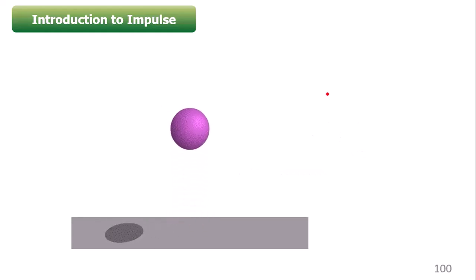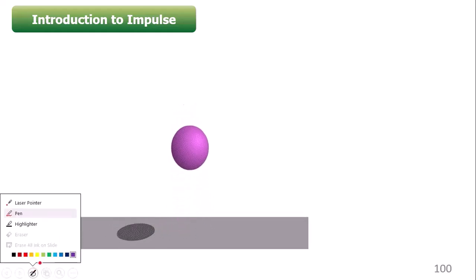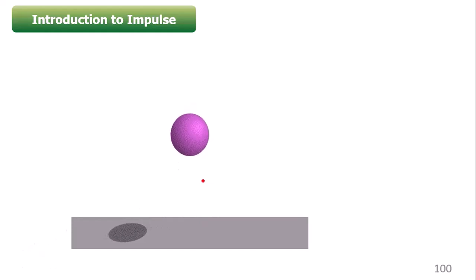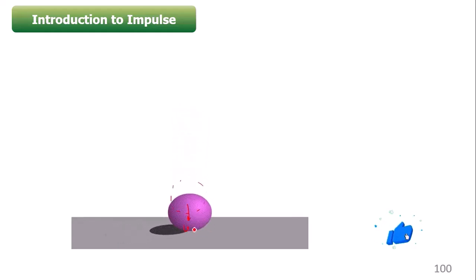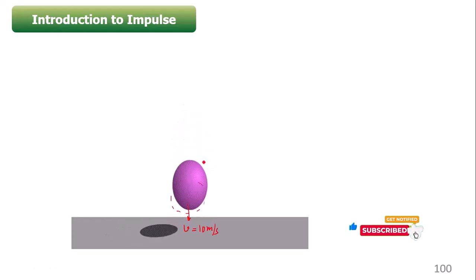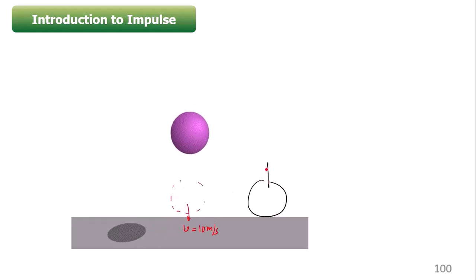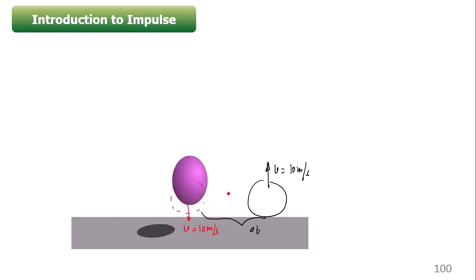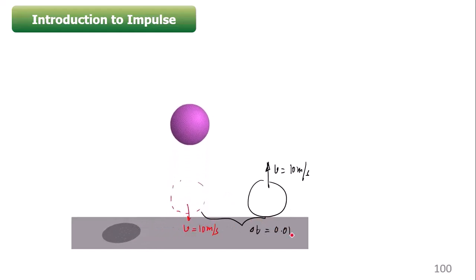When the ball is dropped on a floor, the floor offers a kind of normal reaction, and that normal force acts as an impulse. That is the impulsive force. Let us say the ball is dropped, and once it touches the ground it is moving with a velocity V equal to 10 meters per second. After hitting the ground, it moves backward, upward, with a velocity V again 10 meters per second. Between these two points there is a time difference. Delta T is the time for which the ball is in contact with the floor, let us say 0.01 second.